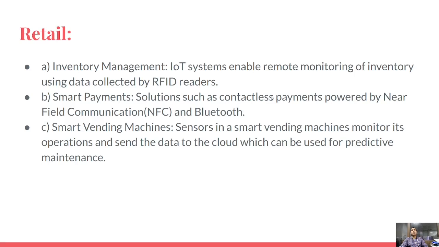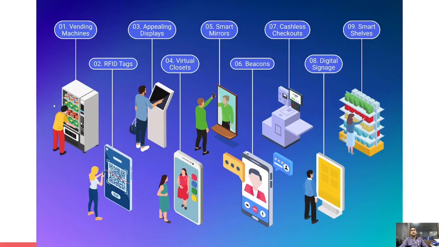And the next sector is retail. When we talk about retail, there can be some major applications of Internet of Things. One of the major applications is inventory management. Systems can enable remote monitoring of the inventory. Whenever a product is gone from a shelf, the inventory people can be informed and they can replenish that product. In fact, before a product goes out, we can inform the inventory to replenish it.